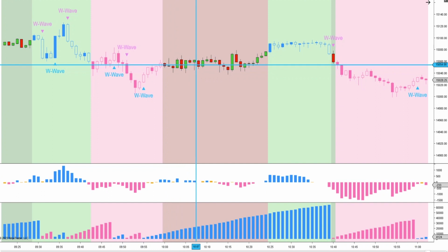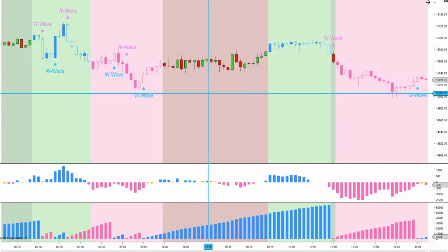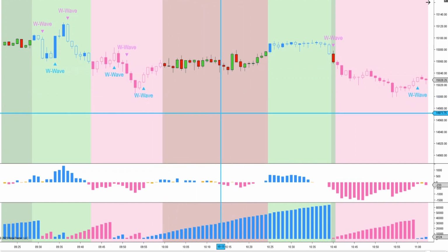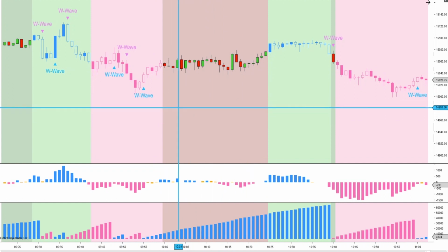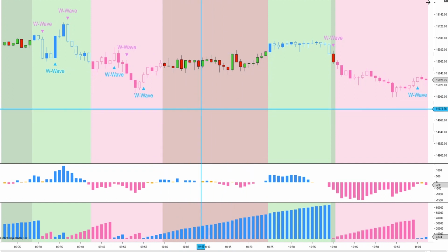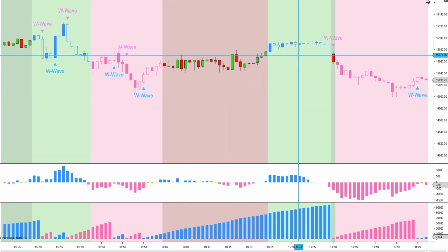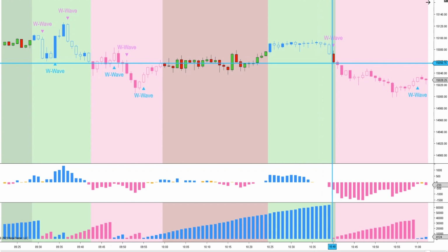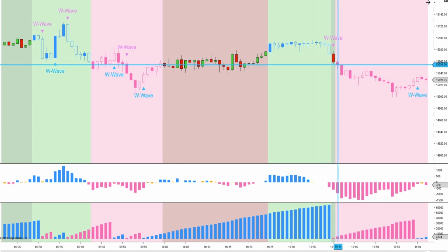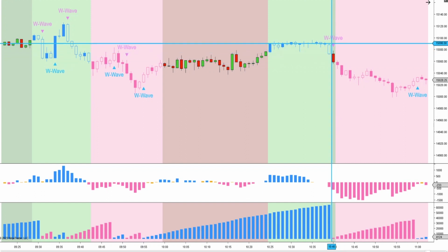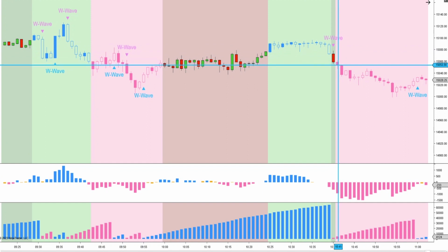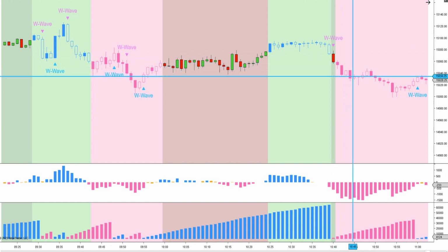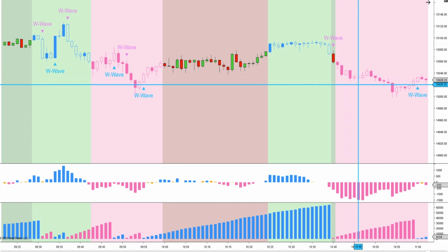And then we just kind of chop around for a while, and you can see our cumulative delta kind of stays in this gray zone. It's neither bearish or bullish with the printed background color here, but we don't actually get a corresponding signal until 10:40. And then the very next candle, we are bearish on our cumulative delta, and we've had this W wave signal. Great place to get short there. Another 30-point drop in 5 minutes.